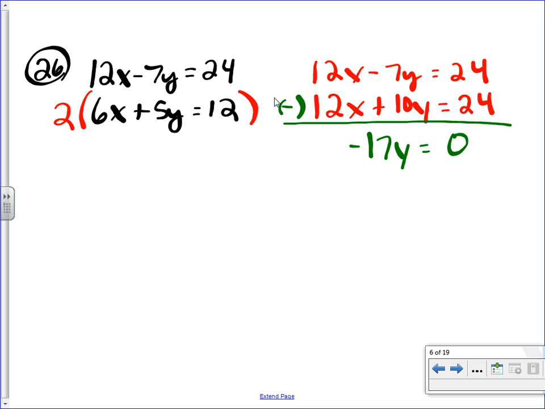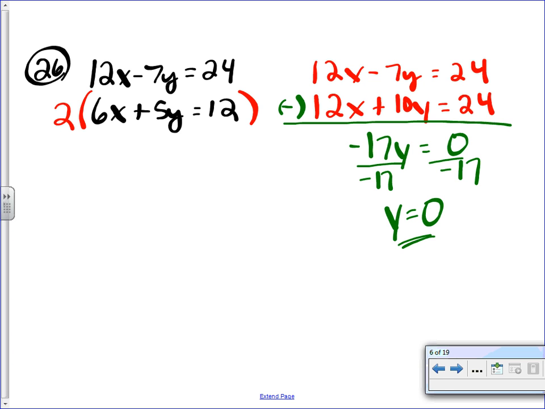Now, some of you stop right there and say, oh, 0, no solution. Oh, that's not true, guys. We need to finish it up. Come over here and divide by negative 17. And 0 divided by negative 17 is 0. We're not done. That's only the y value. Still got to come over here and figure out what x is.